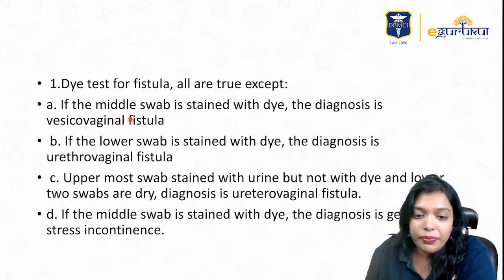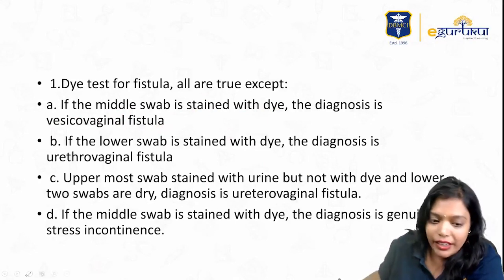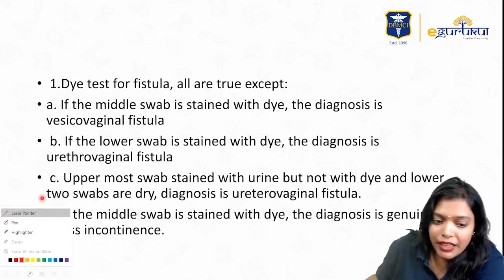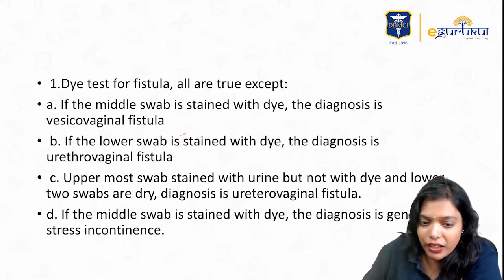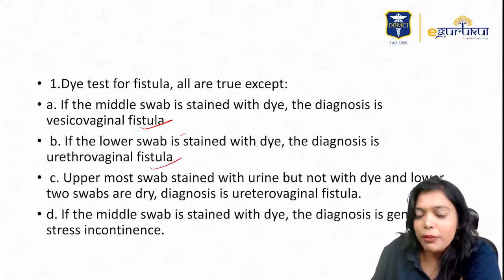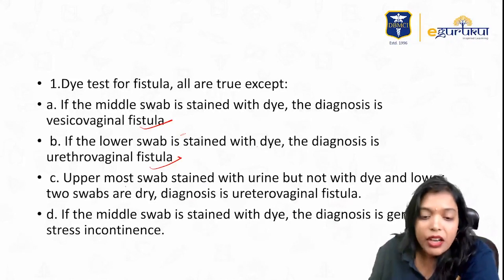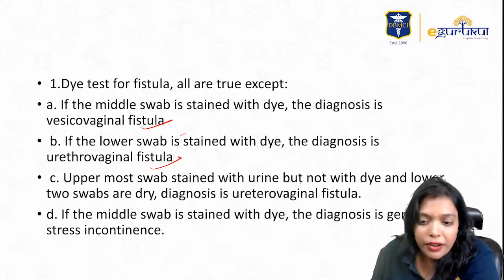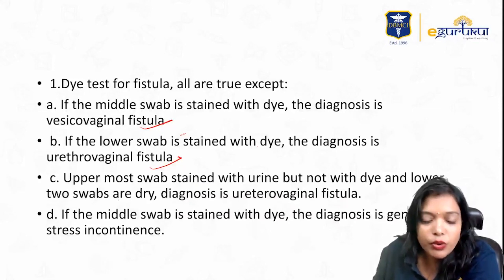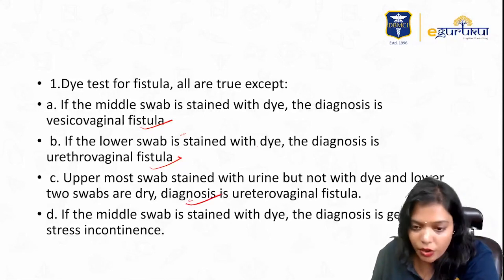So now we'll see the question. If a middle swab is stained with dye, the diagnosis is vesicovaginal fistula. It is correct, right? So if the middle swab is stained with dye, it is a vesicovaginal fistula, a correct statement. If the lower swab is stained with dye, the diagnosis is uretrovaginal. Yes, that is also correct. Uppermost swab stained with urine but not with dye, and the lower 2 swabs are dry, diagnosis is uretrovaginal. Yes, this option is also correct.